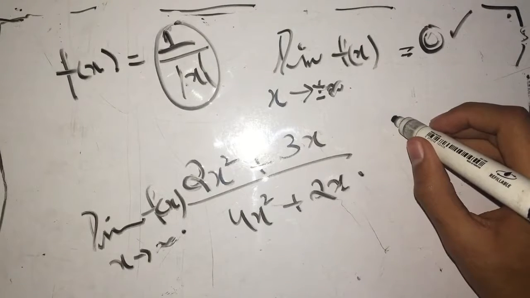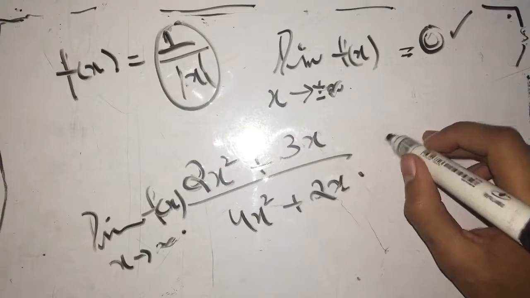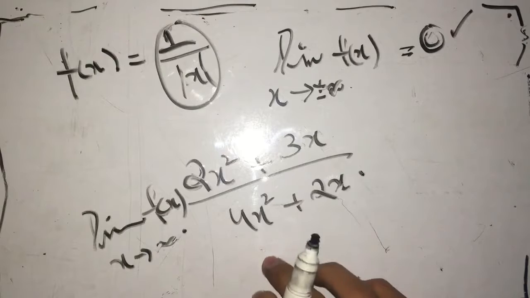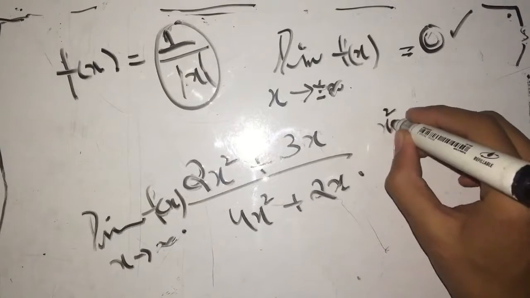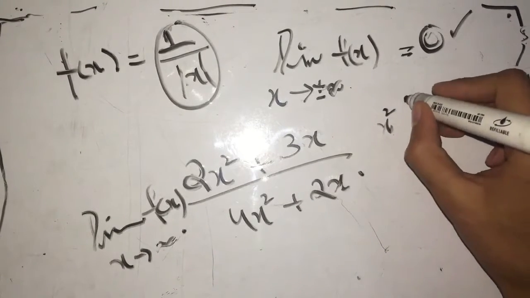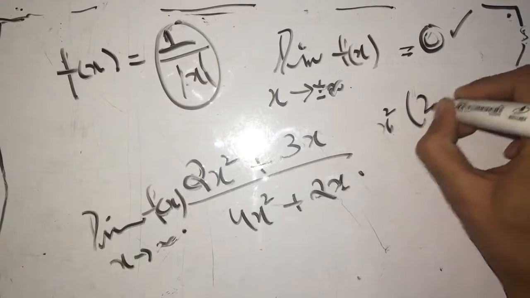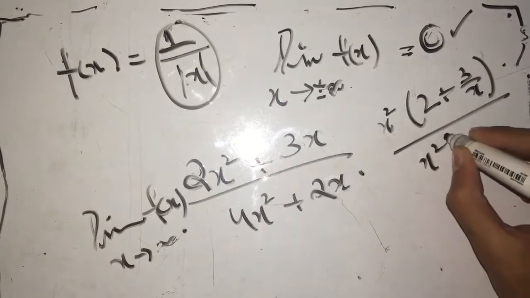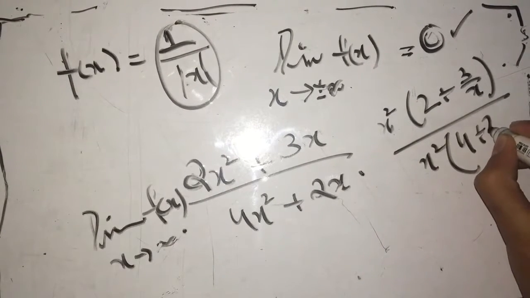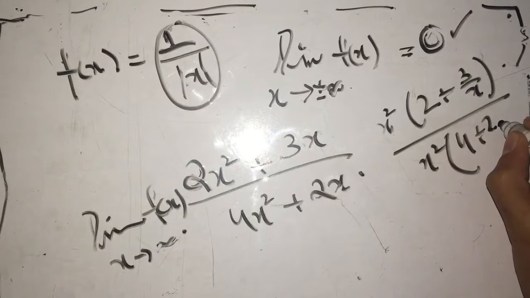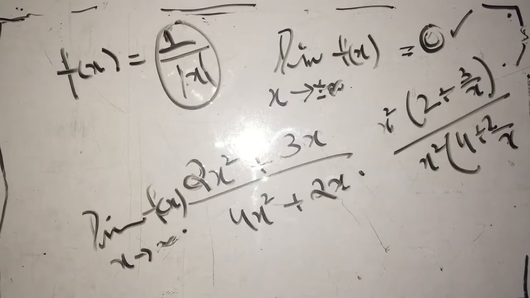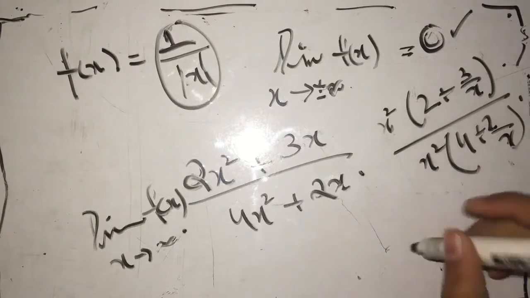What you do is take common the highest power of x from the denominator. The highest power of x in the denominator is x squared. So you take x squared common, and you say x squared into (2 plus 3 by x), and down here x squared into (4 plus 2 by x). So it's going to be like this.